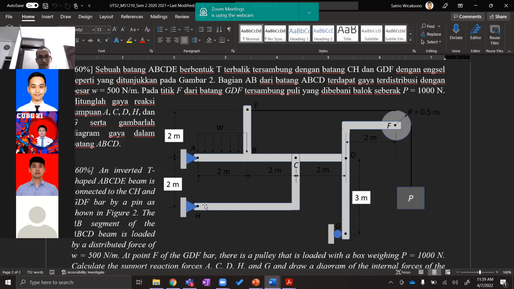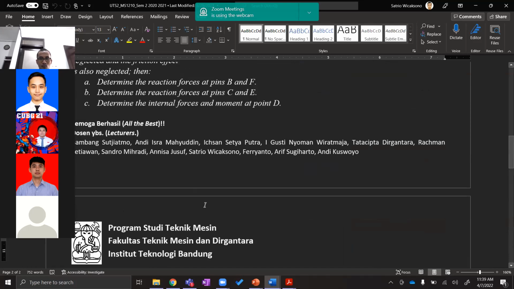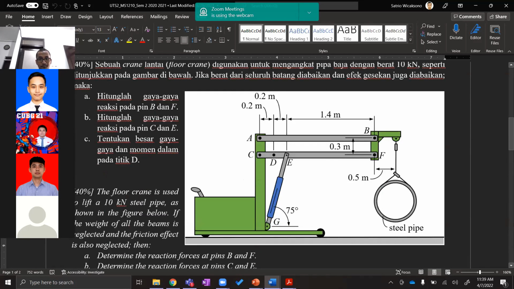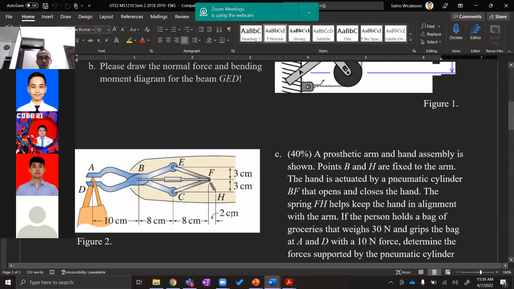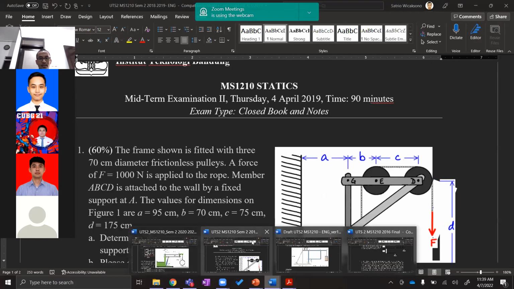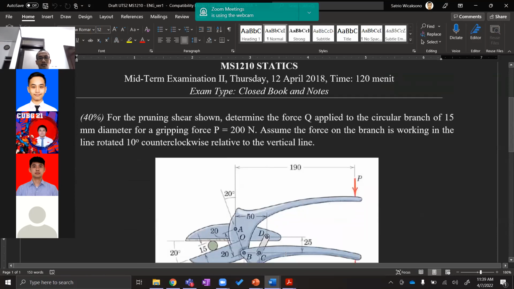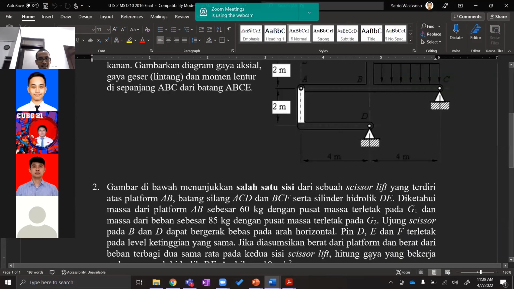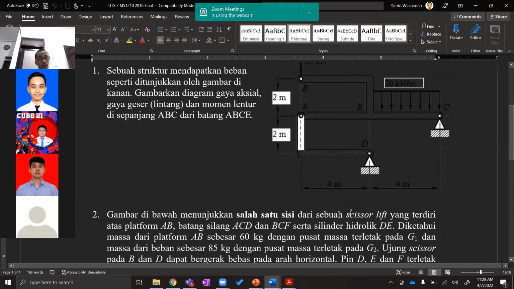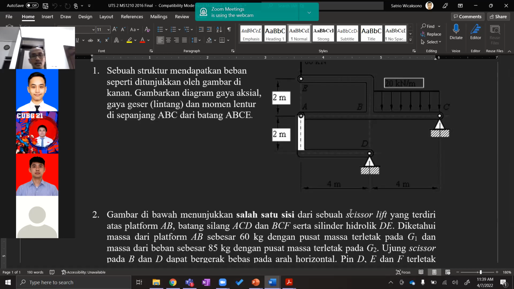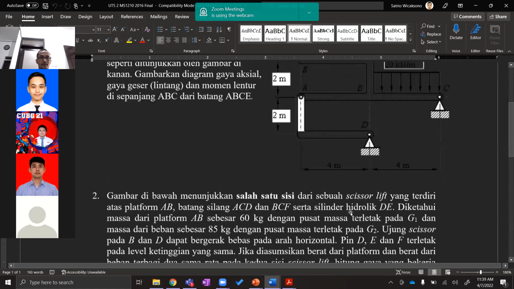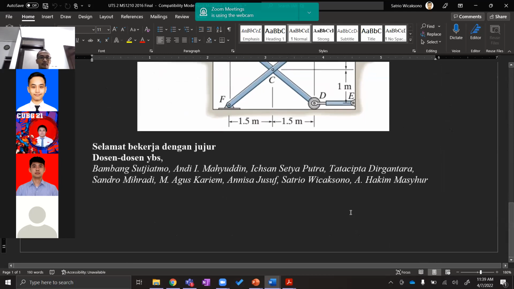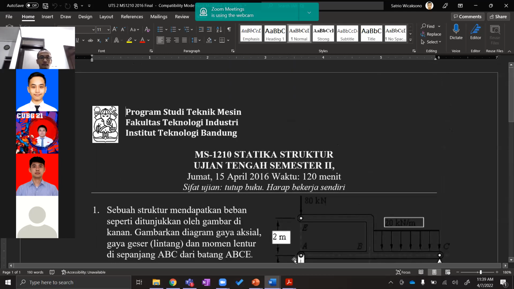But for today I will discuss one of the problems, and tomorrow please take a look at the previous exam problems. If you have any problem solving them, we can discuss it in the class tomorrow. You can ask questions about the internal force diagram, internal moment diagram, or about frame and machine. Some of this frame and machine I haven't given to you yet.